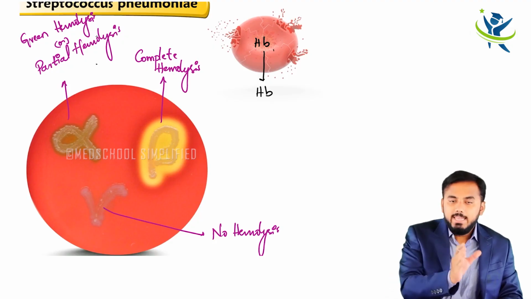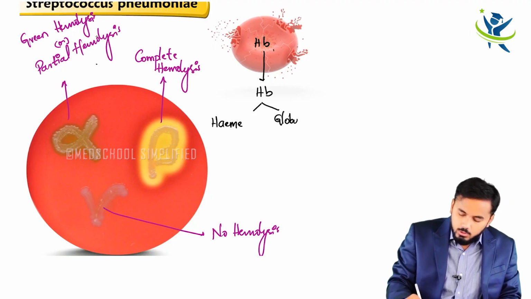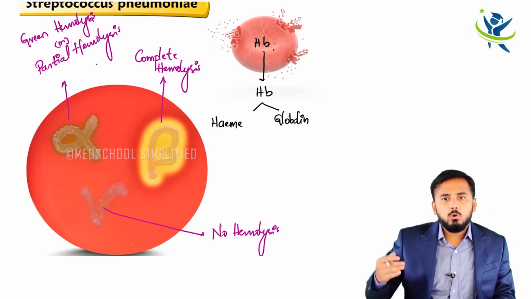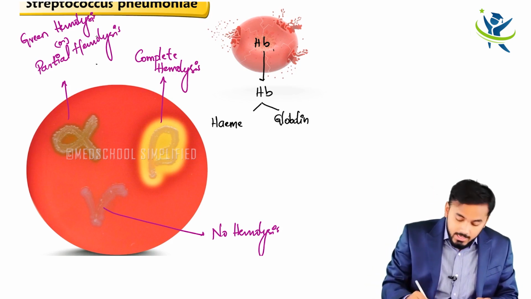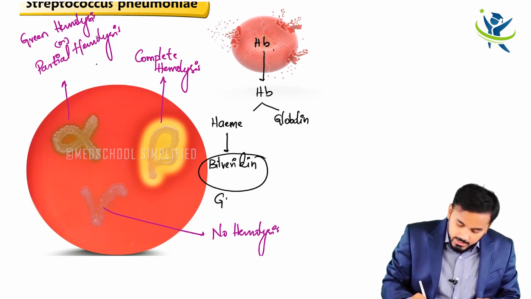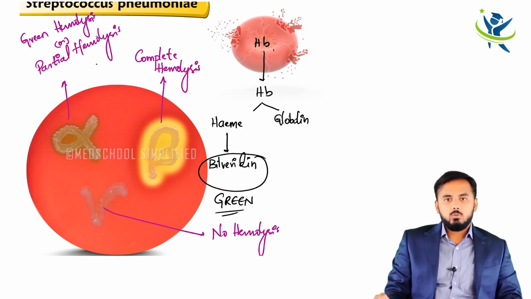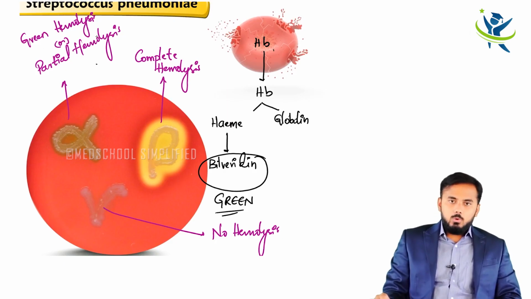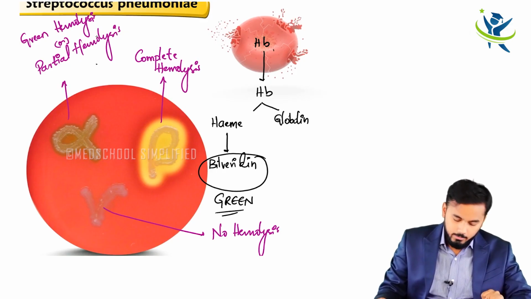Hemoglobin has got heme and globulin. So hemoglobin has got two things. One is called heme, another one is called globulin. And what is globulin? Globulin is a protein which will be broken down to amino acids. But what is heme? Heme will be further converted into biliverdin. So biliverdin is in which color? Biliverdin is green color. That is why this hemolysis, which is also called alpha hemolysis, is also called green hemolysis. Fine. This alpha hemolysis is also called green hemolysis.